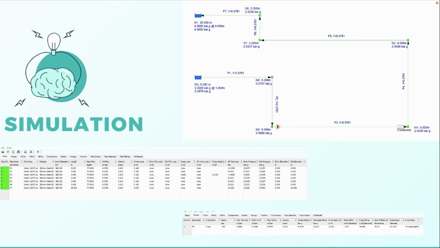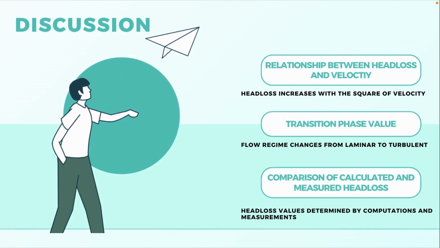Our goal is to ensure that the system maintains a velocity below 3 meters per second, overcomes pressure drops, and achieves the desired temperature reduction in the condenser. Through this simulation process, we will analyze the results to ensure the piping system meets all necessary criteria. Today I will explain about the discussion.